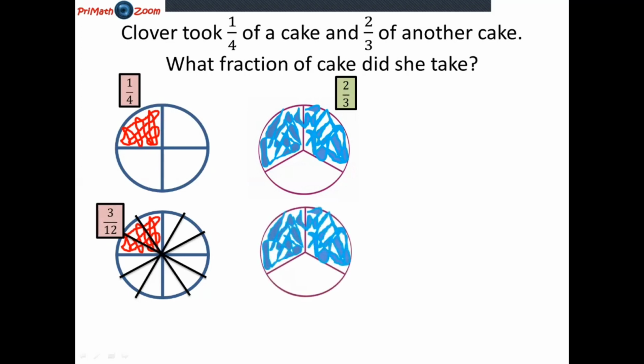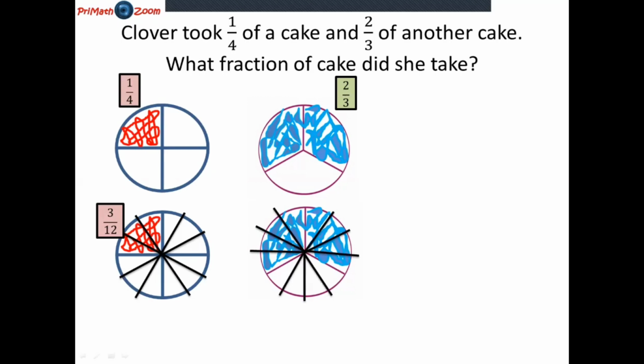Let us look at the 2/3. In order to get them in the same sizes, we must divide each third into, yes, good job, into quarters. So let's go right ahead and do that. Good. So let us check to see if each third now is cut into quarters. That means each third must have 4 equal parts. So let's check. 1, 2, 3, 4.